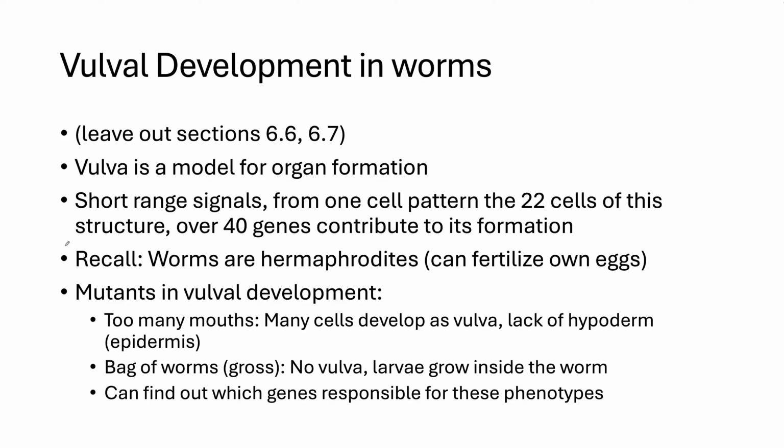The formation of the vulva is rather an important structure because worms are hermaphrodites. They can fertilize their own eggs, and so you have to extrude those eggs out of the body, and if you don't have a vulva, you can't do it.